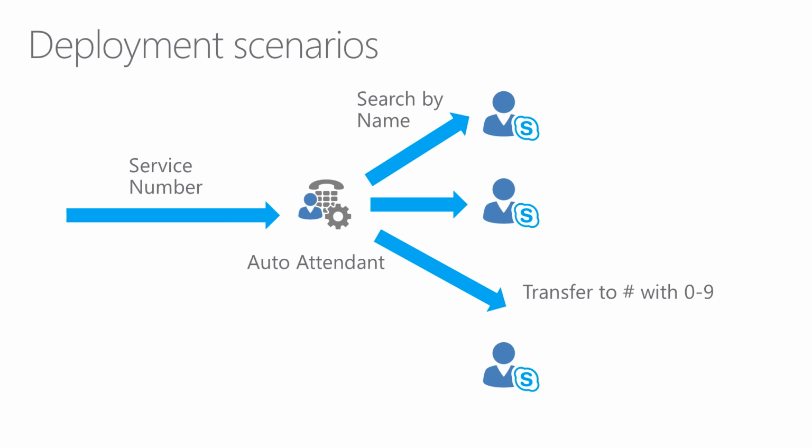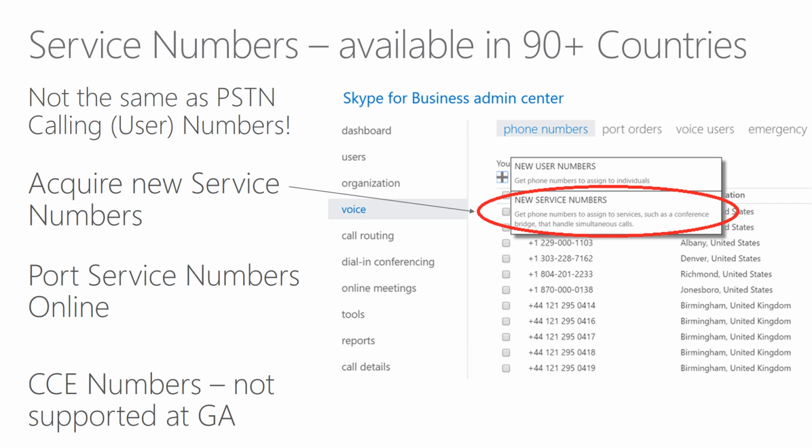So looking at the deployment scenario where you have this auto attendant that can search by name or transfer to somewhere followed by the pound key or using speech to text, how do we go about deploying this? First of all, we must get a service number. You can request a new service number. They're available in 90 plus countries. They're not the same as a PSTN calling number.